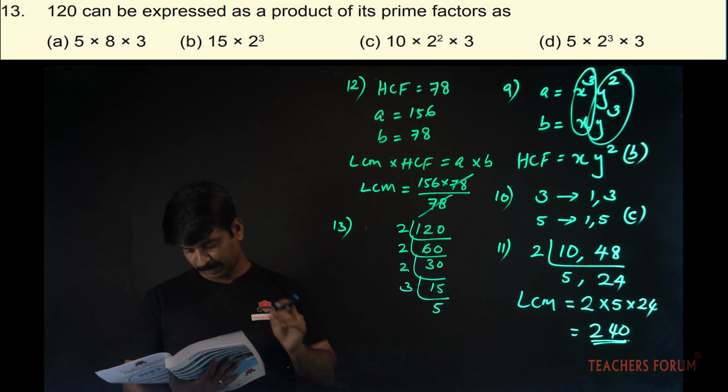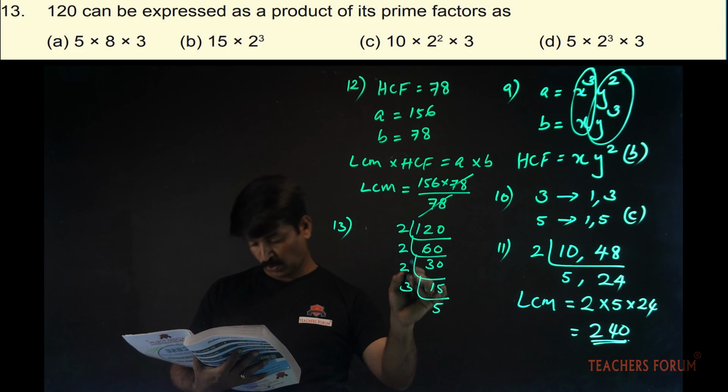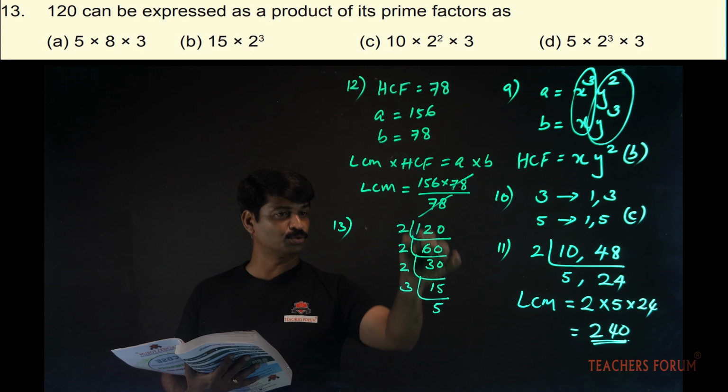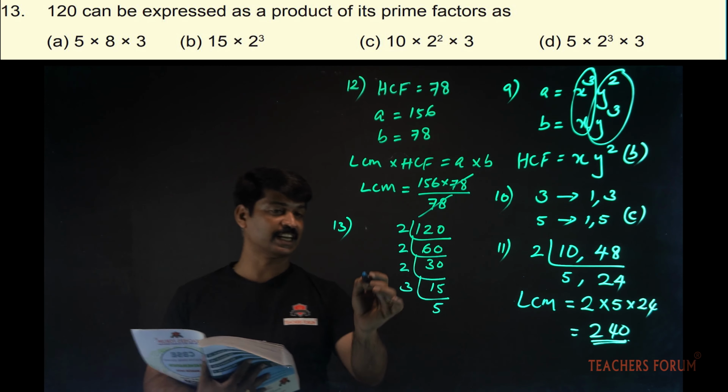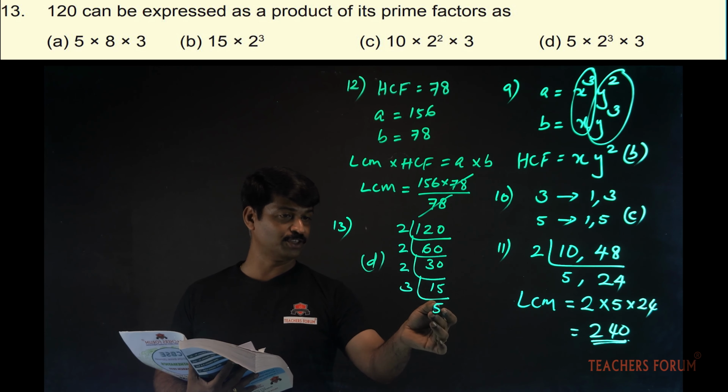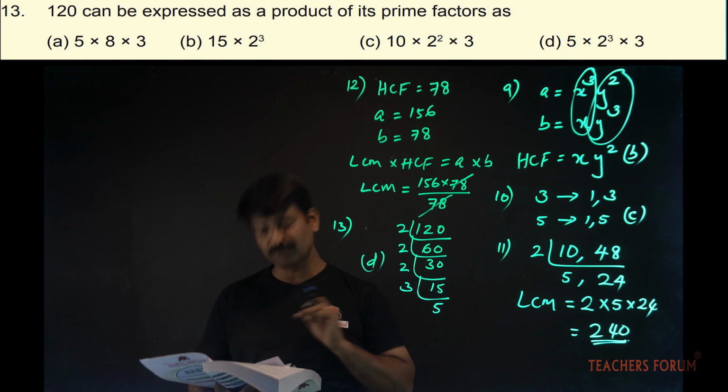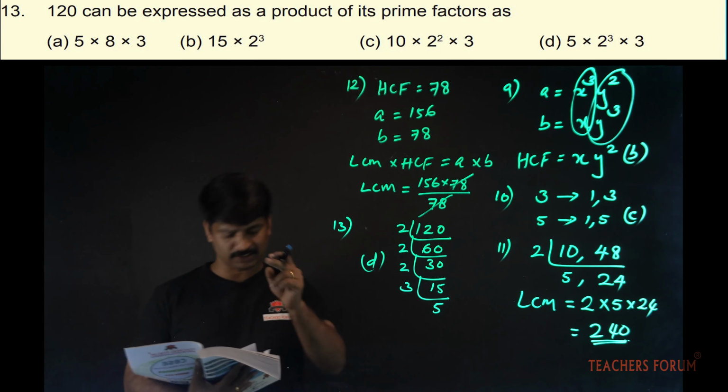So what's the correct expression? The correct expression is 5 into 2 raised to 3 into 3. So the option is option D. So D is the correct answer. What is option D? 5 into 2 raised to 3 into 3. So D is the correct option. I think it is clear to you.